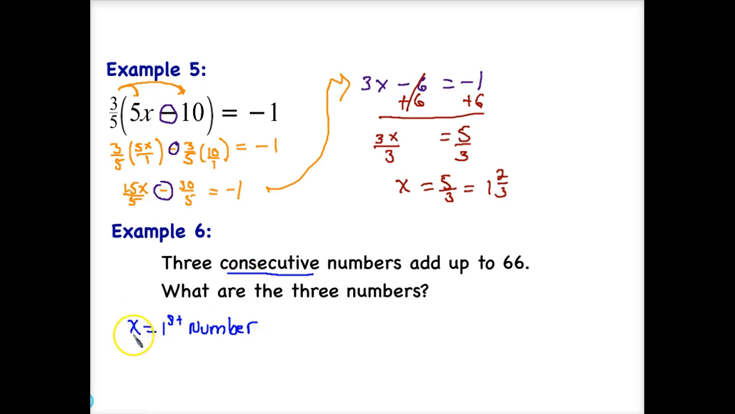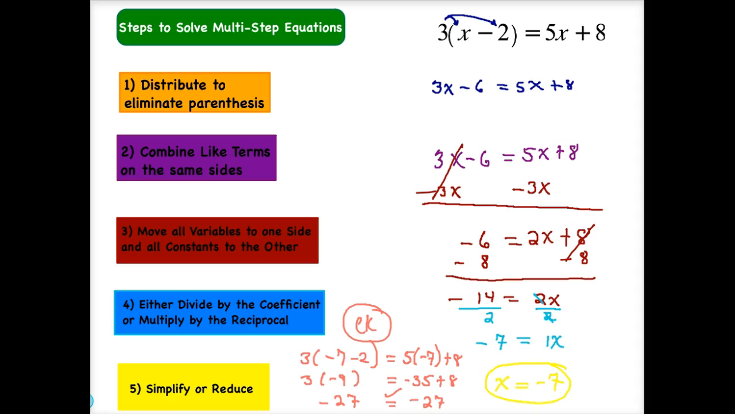What we would do is say that x would represent the first number, whatever it is. So what would be the second number? Well, that would be x plus 1. And what about the third number? That would then be x plus 2. We know that they all add up to 66. So now I can write this as an equation. If I take the first number plus the second number plus the third number, they should all add up to 66.